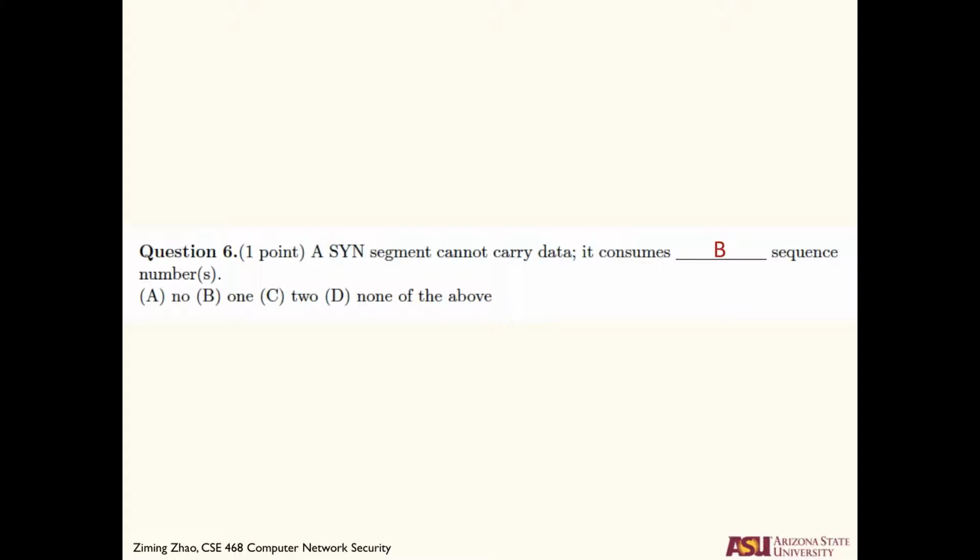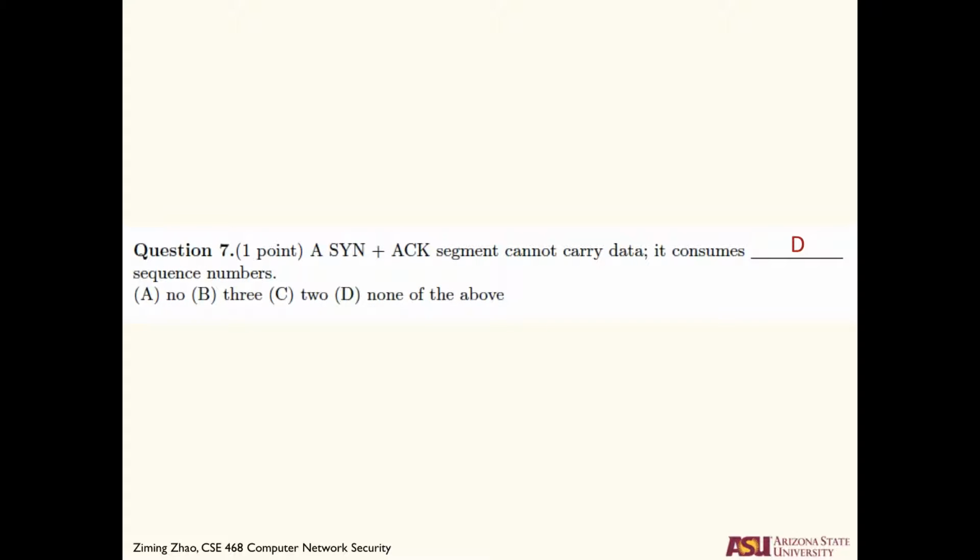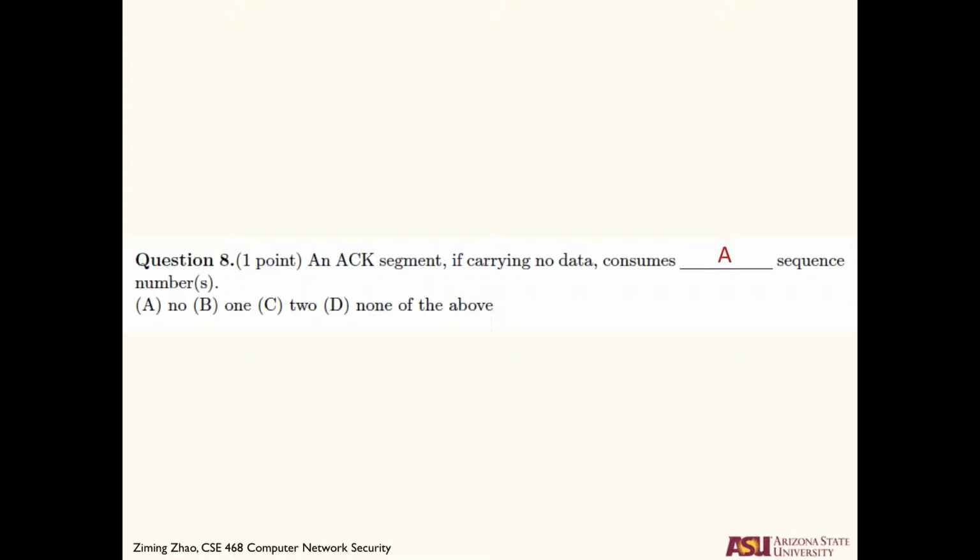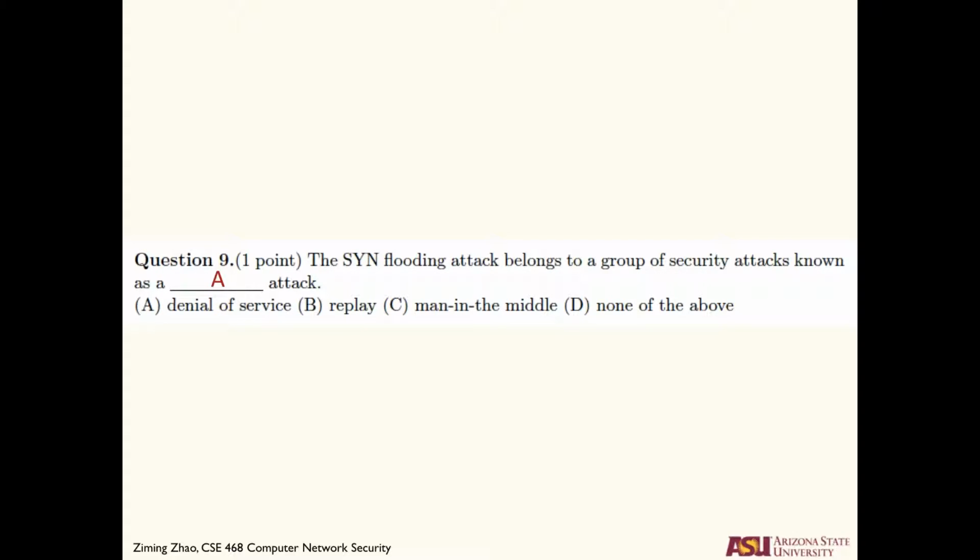And 6, a SYN packet consumes one sequence number, and an ACK packet doesn't consume a sequence number. The next question is a SYN and ACK, so it consumes one sequence number because of the SYN part, not because of the ACK part. And the ACK packet doesn't carry data, so it doesn't consume any sequence number. The last one, SYN flooding, you did this in apps. This is a denial of service attack, because it tries to consume the resources of the victim.